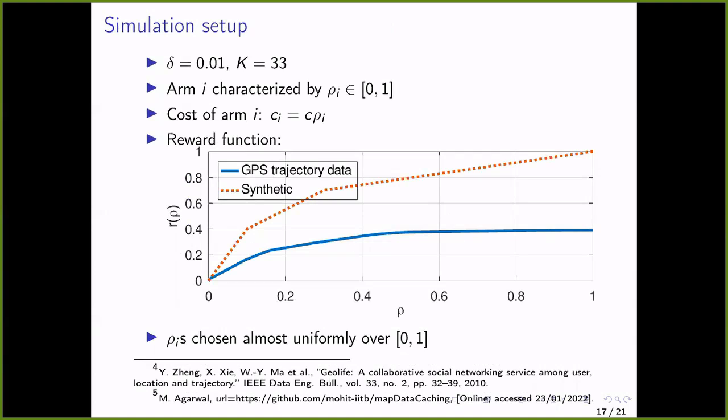Arm i is characterized by rho i, which lies in the interval 0 and 1. The cost of arm i is C rho i, where C is a constant. We consider 2 types of reward functions. One is synthetic and the other was obtained from the data set in the footnote. We choose arms almost uniformly in the interval 0 to 1.